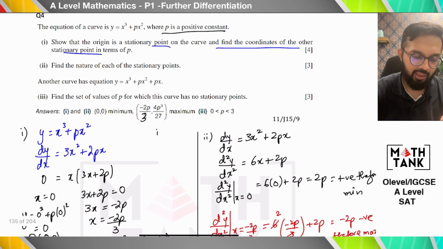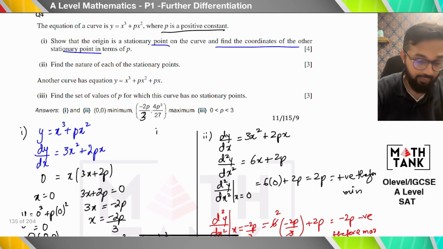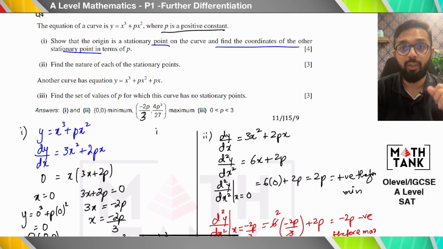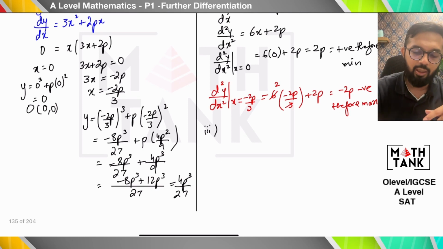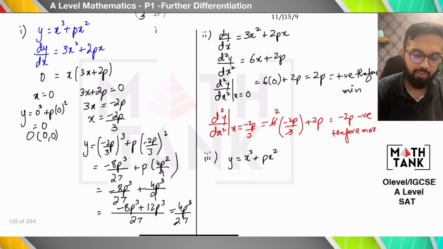Okay, so part 3 says find the set of values for another curve that has the equation. So this curve has changed, so dy by dx should also change. Find the set of values of p for which this curve has no stationary point. So y equals x cubed plus px squared plus px.